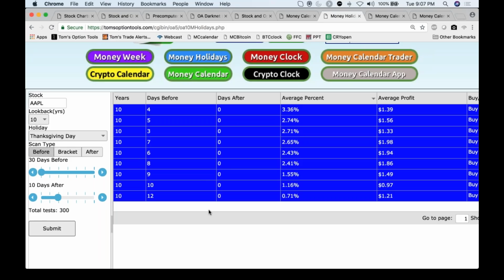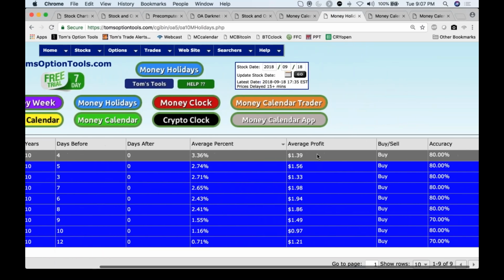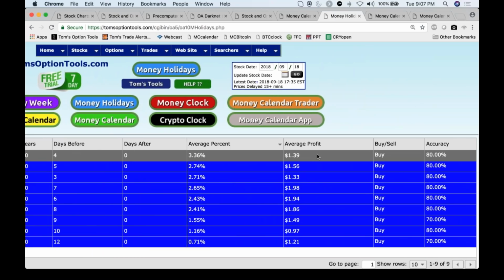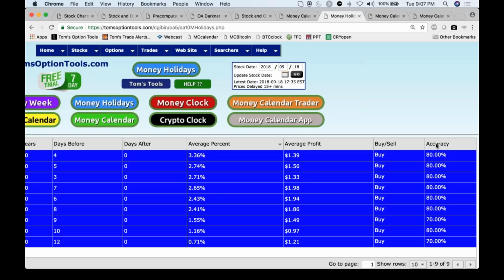But take a look at this. So what we've seen is, don't worry about 30 days prior, but look at 4 days prior. 4 days prior to Thanksgiving, Apple starts to make a move. It averages over the last 10 years 3.36%. Average profit $1.39. Now remember, that's based on where Apple has been, but I like that percentage number better. Has an accuracy of 80% with that return. Now, can we see if that's the highest accuracy? Let's take a look and see. Yes, it is. All right, so when it's at 80%, then I want to see what gives me my highest average profit. All right, well, that would be the actual dollar profit. But what gives me a highest average percent?